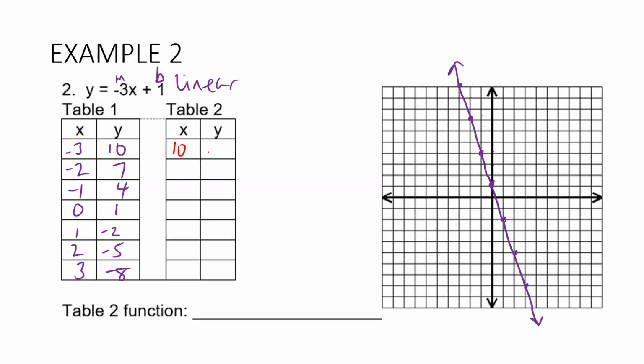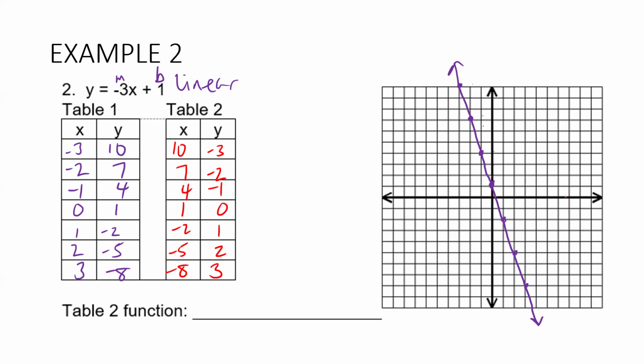So we're at 10, negative 3. We're at 7, negative 2. We're at 4, negative 1. We're at 1, 0. Negative 2, 1. Negative 5, 2. And negative 8, 3. How do we do? And now I'm going to plot and find my line.